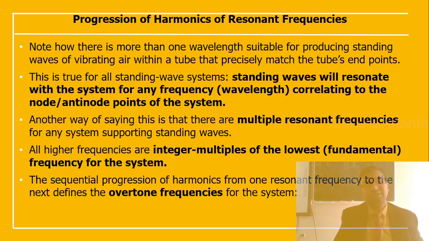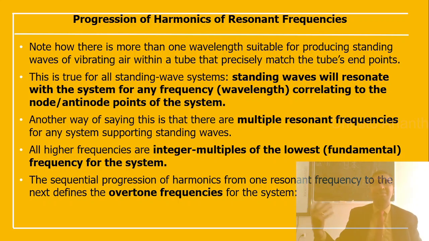So we see that there is more than one wavelength suitable for producing the standing waves of vibrating air within the tube that precisely is going to match the tube's endpoints. This is actually true for all of the standing wave systems. Standing waves will be resonating with the system for any particular frequency or wavelength correlating to that particular node or maybe anti-node points of the system.